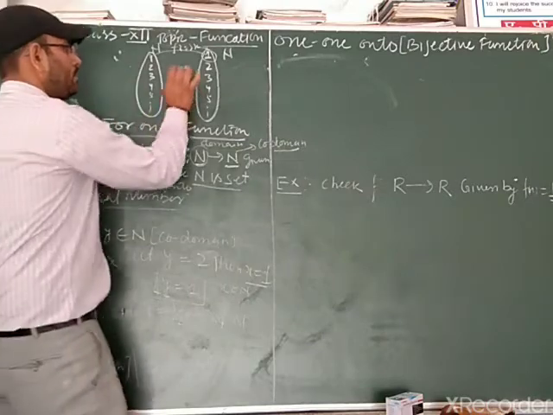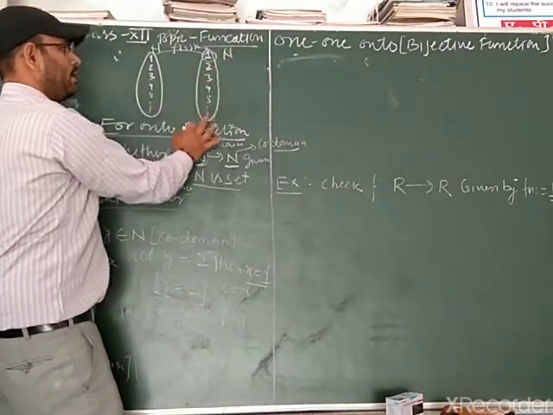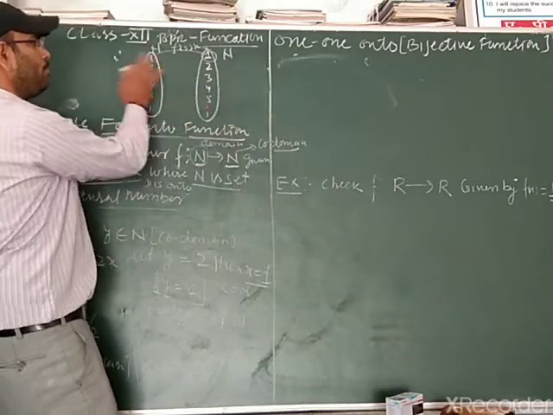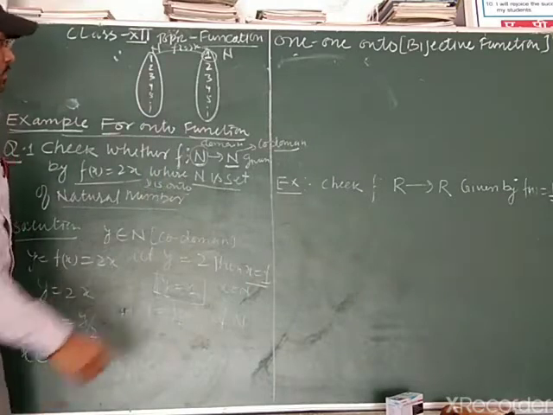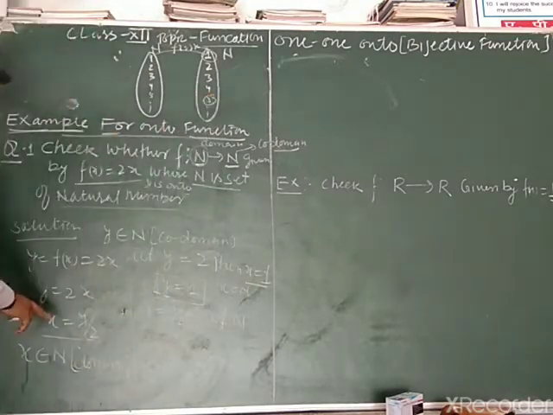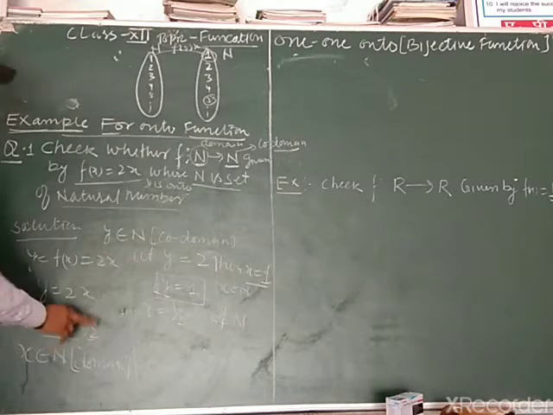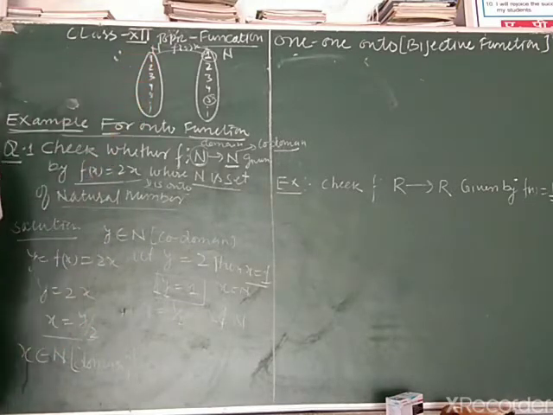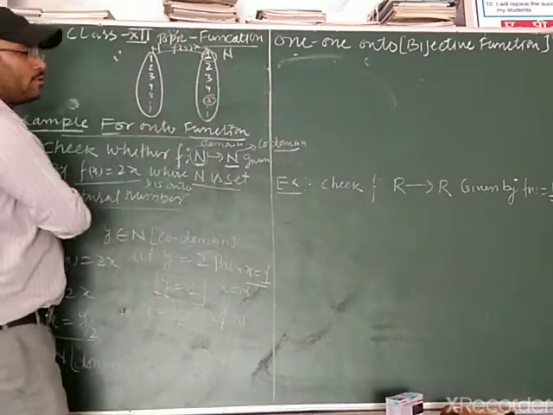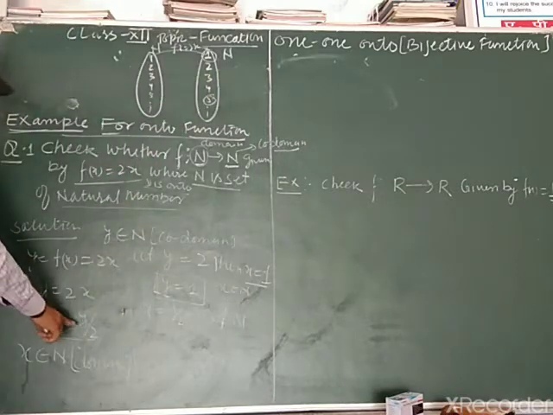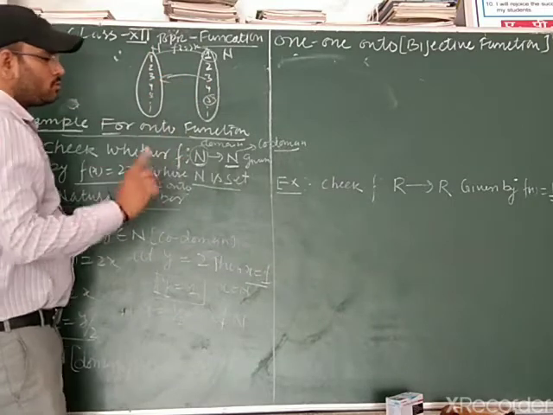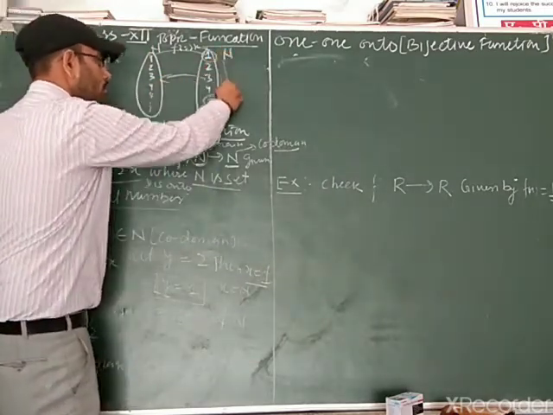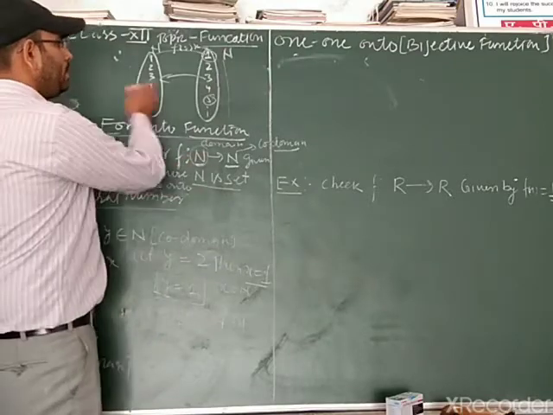Clear? If any element is left vacant in the codomain which has no pre-image in the domain, then the function is not onto. Suppose I select 5. Putting the value, 5/2 is 2.5. Can we get 2.5 in the domain? No, because it is a set of natural numbers. So we will not get any pre-image of 5 either. If I select 3, 3/2 is 1.5, which is not a natural number. So there are lots of elements vacant which do not have any pre-image.